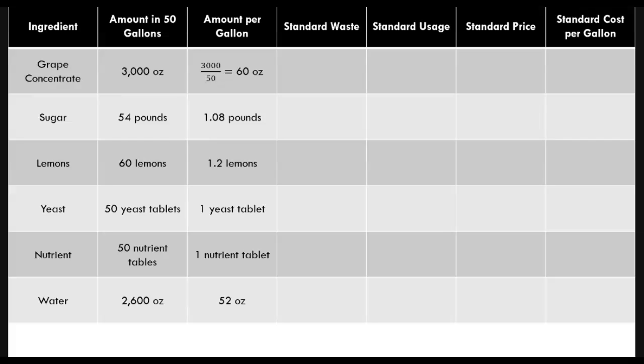Then we have some standard waste. Standard waste was what was given down below. That was the 4% for the grape concentrate, the 10% for the sugar, the 25% for the lemons. Then you'll notice the yeast tablets, nutrient tablets, and the water, there was no waste. So those just have all zeros. Then we get to standard usage.